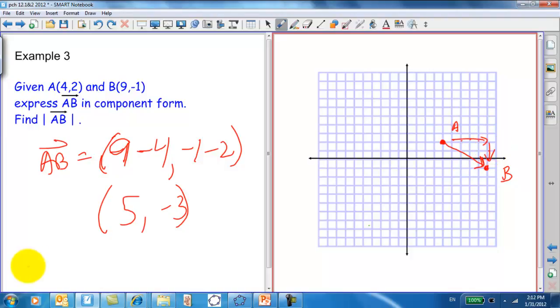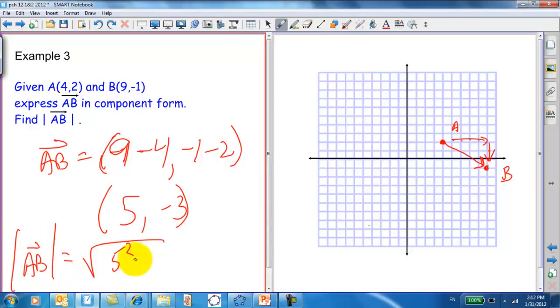Now to find the magnitude, and that's what that absolute value stands for, we just do the square root of 5 squared plus negative 3 squared. Careful, make sure that whole negative 3 is being squared. Square root of 25 and 9, and we get the square root of 34, or a little less than 6. 1, 2, 3, 4, 5, 6, yeah. Not quite 6 long.